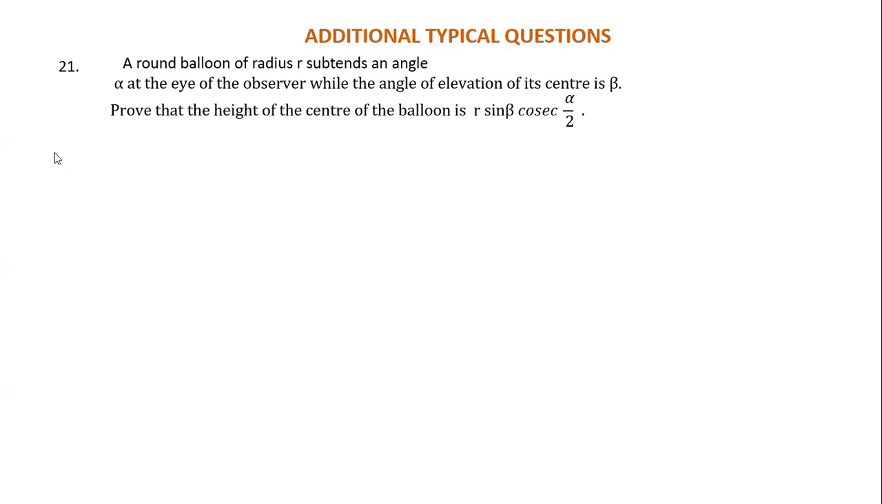There is a round balloon. This is a round balloon. Center of the balloon is O. This is the ground level from where the observer is standing. A round balloon subtends an angle alpha with the observer. So if the observer is here, he makes an angle alpha.